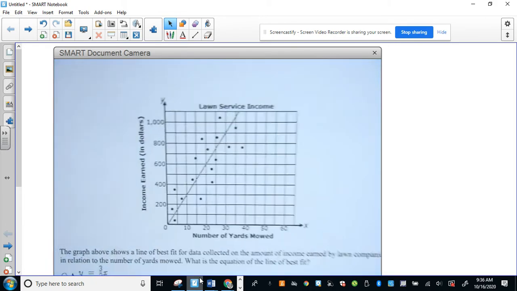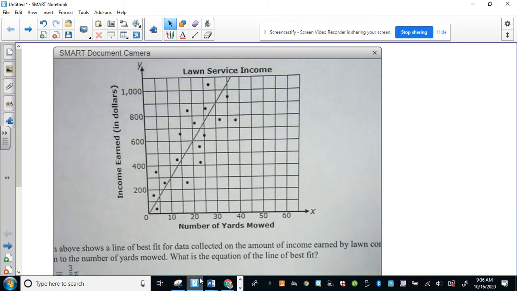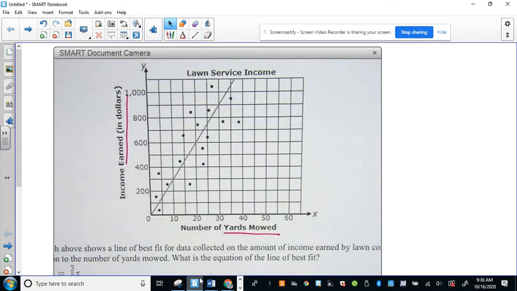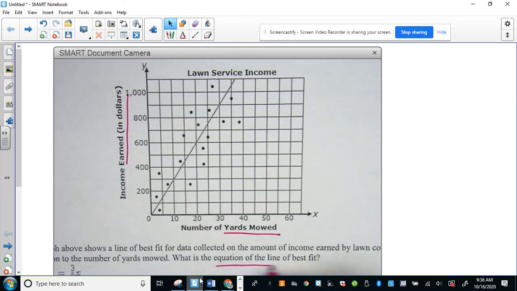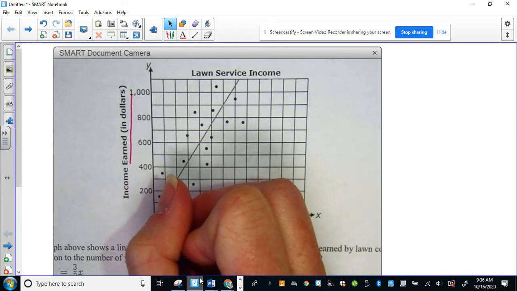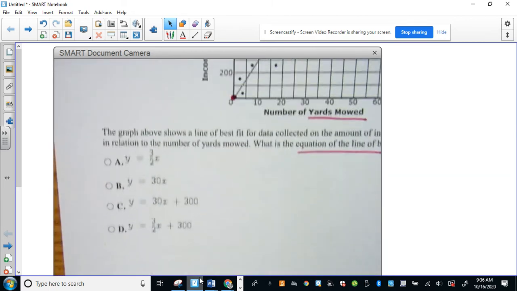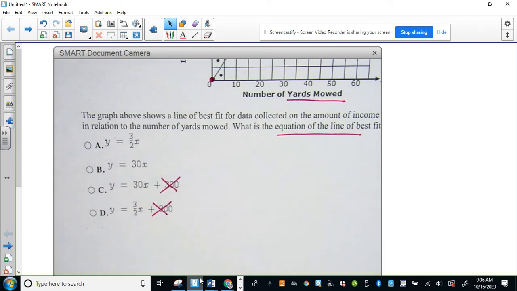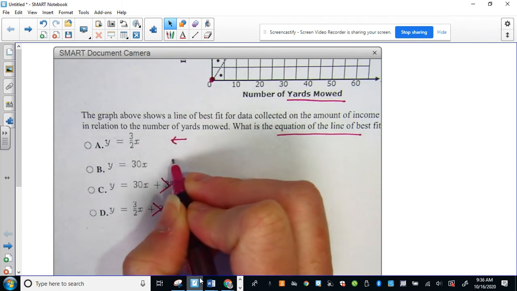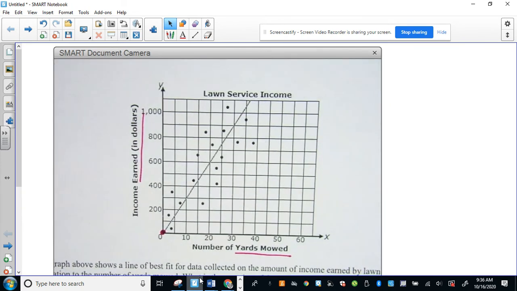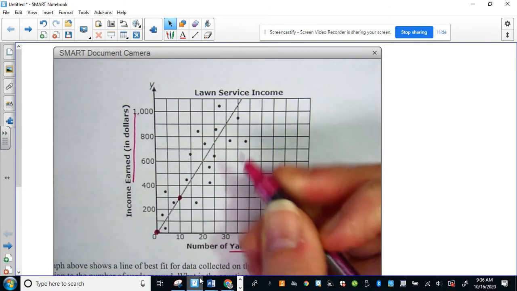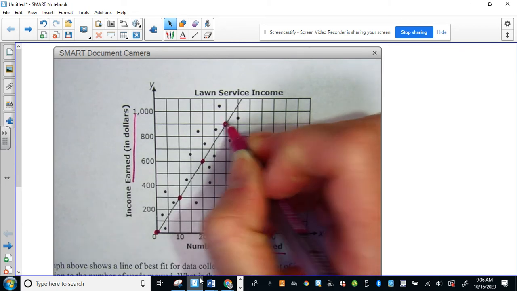Number 9, here we have a lawn service. Obviously, the more lawns or yards someone mows, the more money they're going to make. So we're looking for the equation of the line of best fit. First off, I'm going to notice my y-intercept is at 0. So if I look at my choices, we obviously don't start out at 300 without mowing anything. So these two are our options at this point. So now let's find another point on a crosshair to work with. Here's one. There's another one. There's another one.